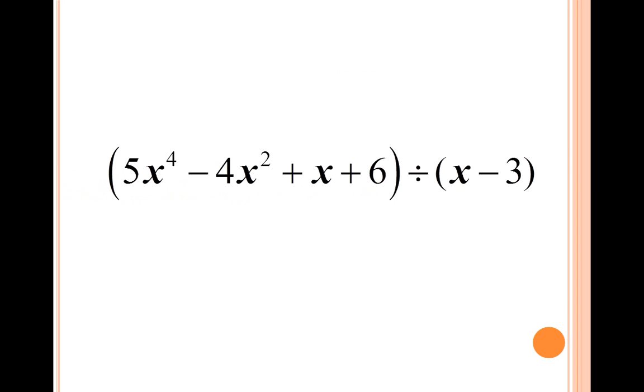Now if we're looking at 5x to the 4th minus 4x squared plus x plus 6 divided by x minus 3. Notice here that the divisor x minus 3 is of degree 1, meaning the highest exponent is x to the first power. And the coefficient of x is 1 as well. This is the dividend, 5x to the 4th minus 4x squared plus x plus 6.